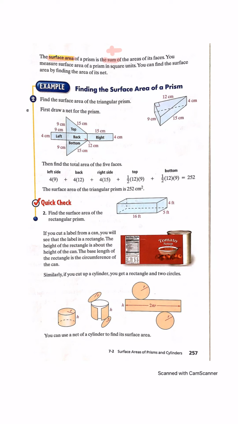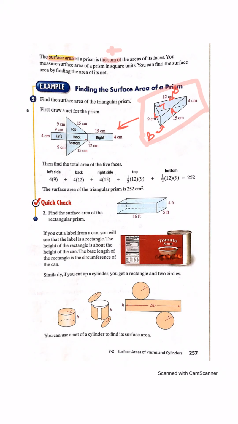So, looking at this example, finding the surface area of a prism. Find the surface area of a triangular prism. First, draw a net for the prism. So here's the prism. So we look, here's the top. Down below it is going to be the bottom. Then we have the right, the left, and the back. And so when we split it all apart, it looks something like this.